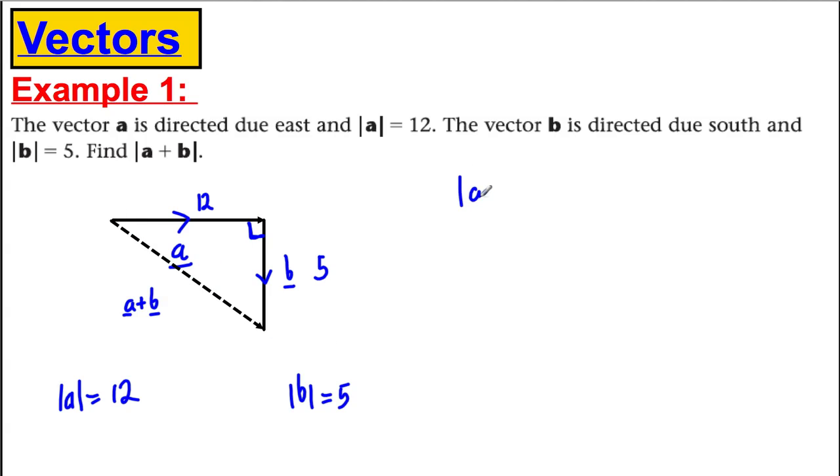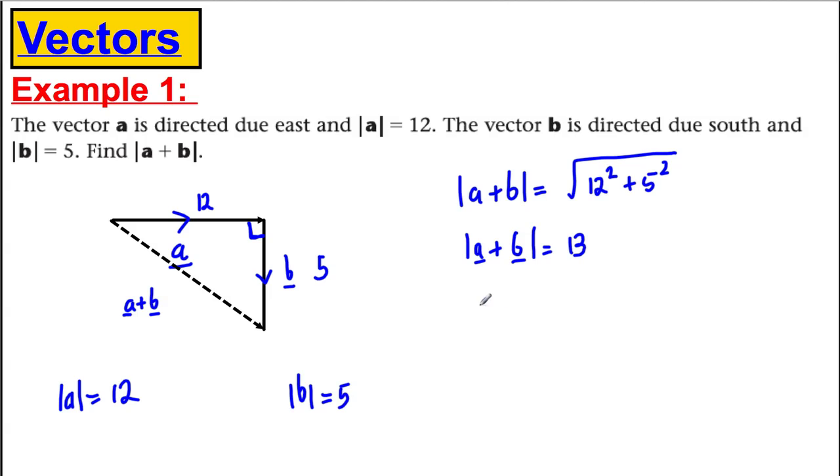So the modulus of A plus B, we could work that out using Pythagoras' theorem. It must be 12 squared plus 5 squared, square rooted. And when you do that, you get 13. So the modulus of A plus B, in this case, is 13. This one is 13 long. Without a picture, you wouldn't be able to do that.